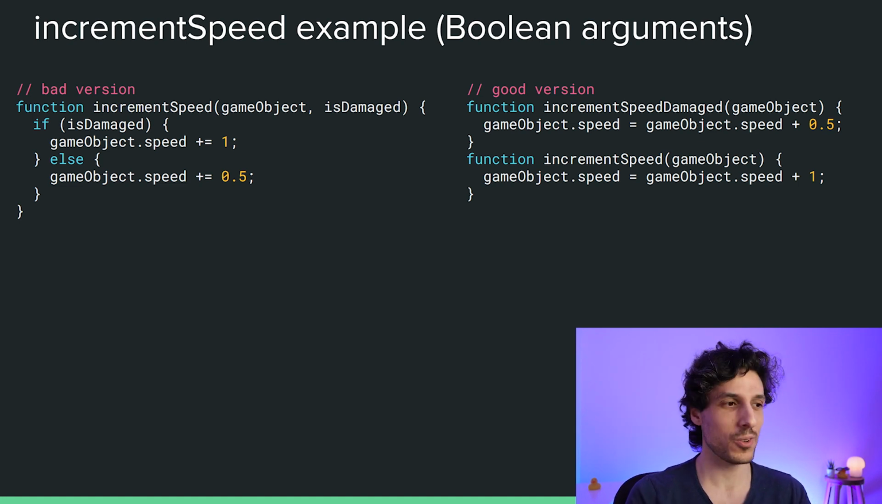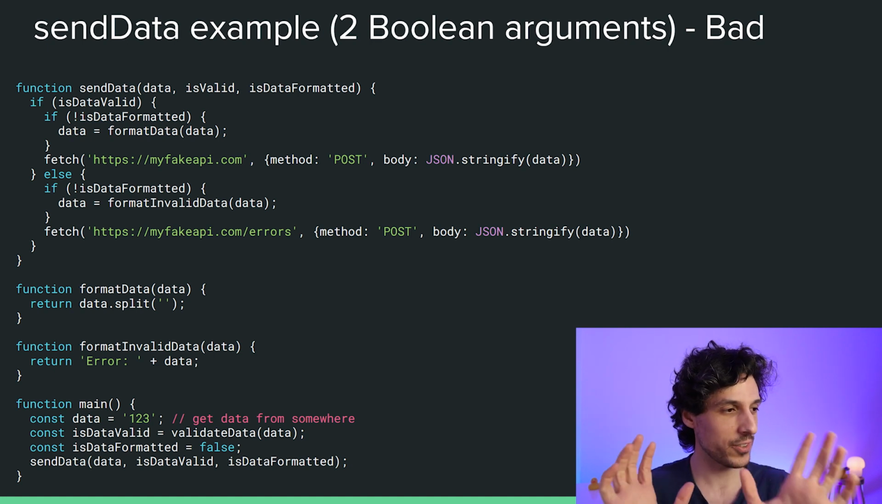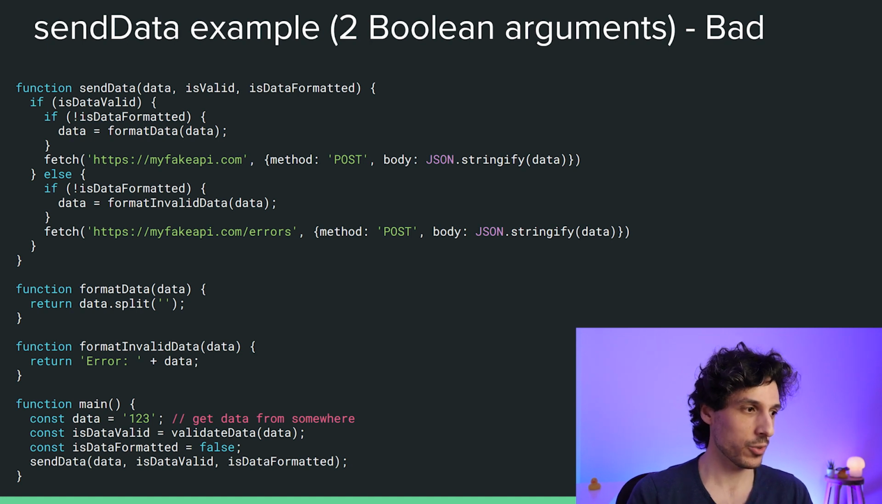But let's start simple. Let's examine a function named sendData. Okay, it accepts 2 Boolean arguments. So here it is on the screen. Now look at this function. It's already quite complicated. It has a number of code paths and it does a lot of things basically. Let's be honest, it breaks basically all the programming principles, okay?